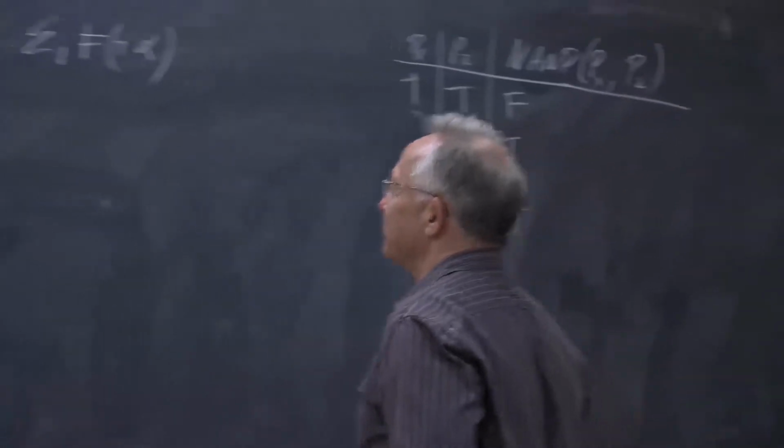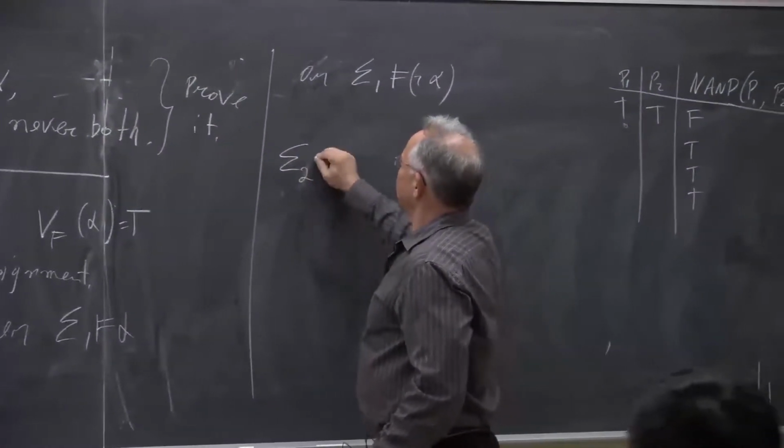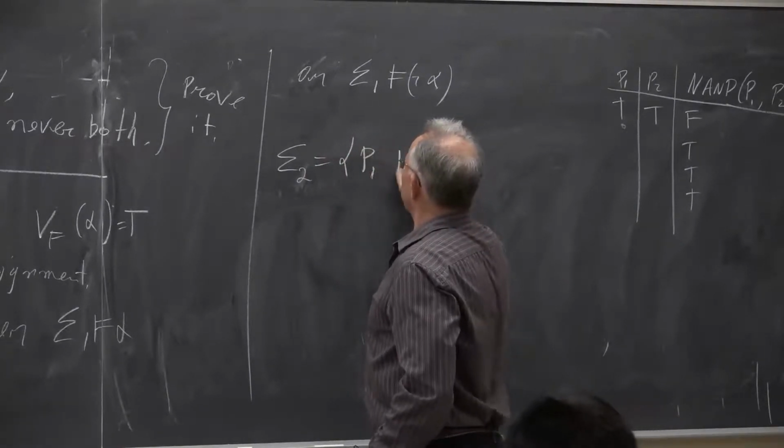So can you give me now another example of a satisfiable and complete set of formulas? Yes? The set of all propositional variables. Right. Why take negations there? Why be negative? So let sigma 2 be just the set of all propositional variables.